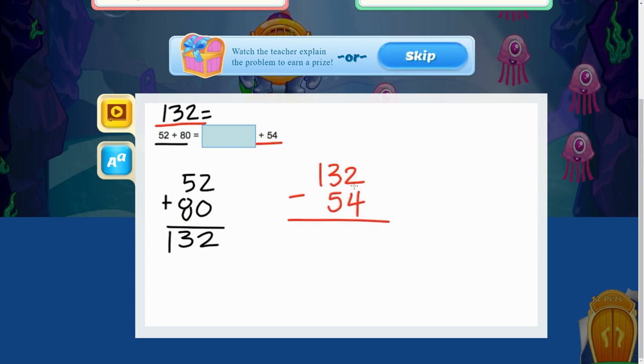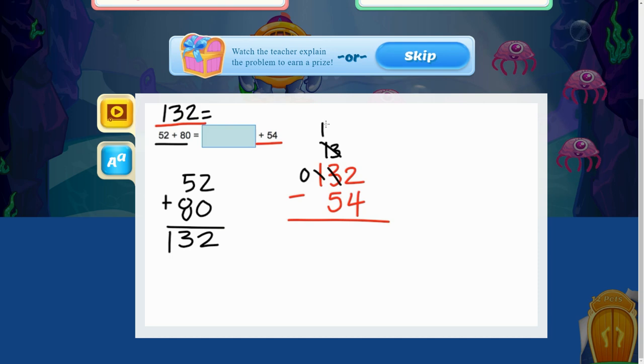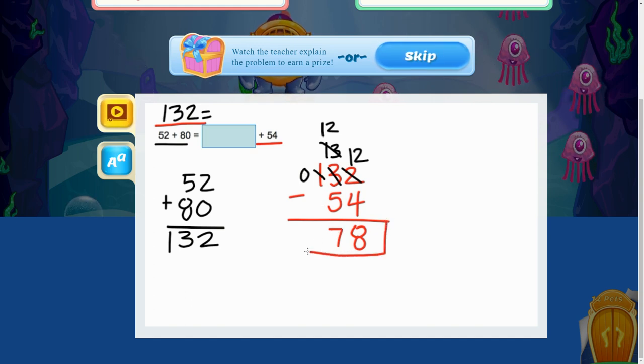So we start with our ones place. 2 minus 4. 2 is less than 4. We have to borrow from our tens place. But 3 is less than 5, so we can't borrow from there. We're going to start by borrowing from our hundreds place. So our 1 becomes a 0, and we add 1 to our tens place. Now we have enough in our tens place to borrow for our ones place. So our 13 becomes a 12, and we add 1 to our ones place. So now we have 12 minus 4 equals 8, 12 minus 5 equals 7, and 0 minus 0 equals 0. So the correct answer here is 78.